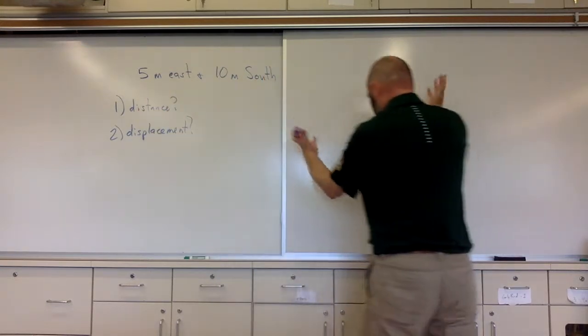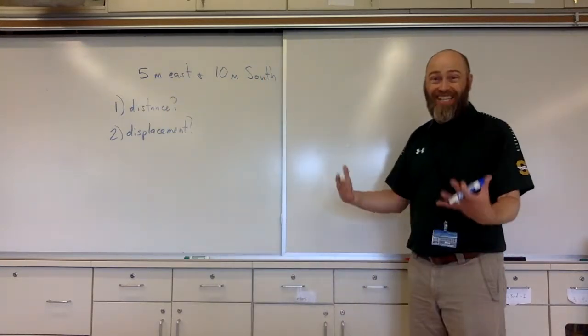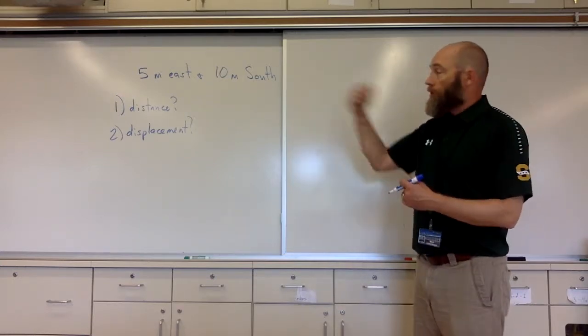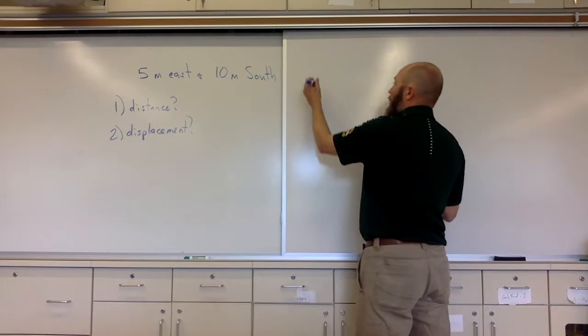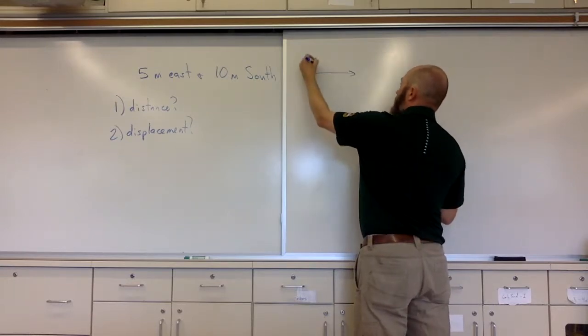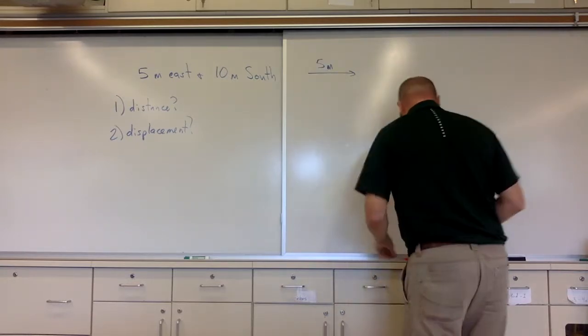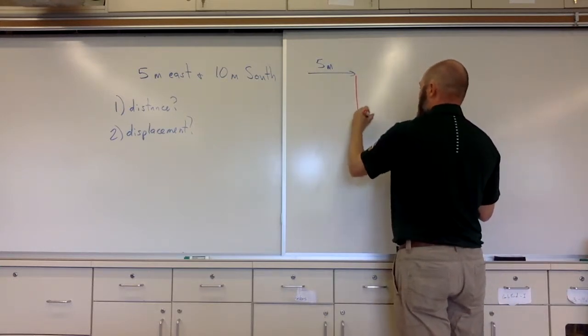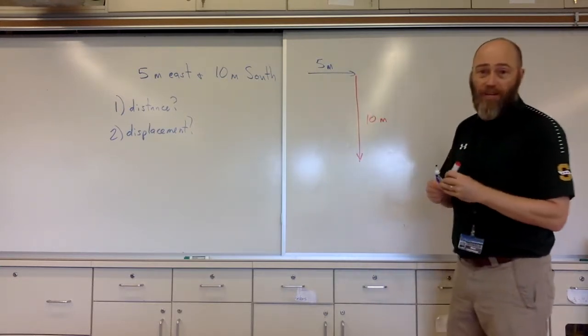So I'm going to draw it out over here so you can see. I'm going to make it nice and big. So you want to draw your arrows. So let's draw our arrows. So first, if I wanted to say, hey, I am going to walk 5 meters east, and then I am going to walk 10 meters south, you will notice a couple things.